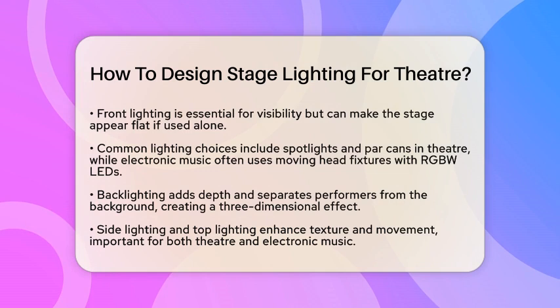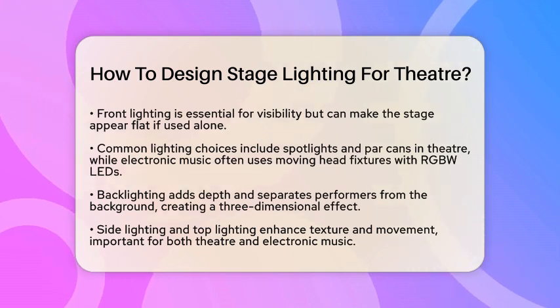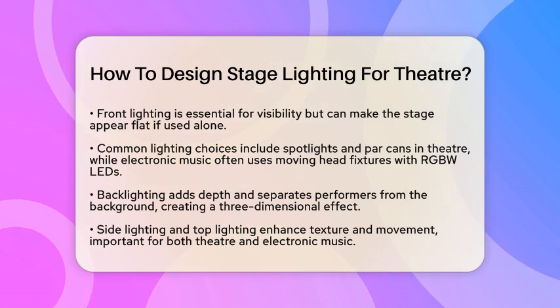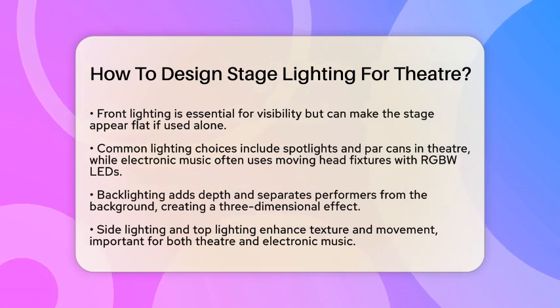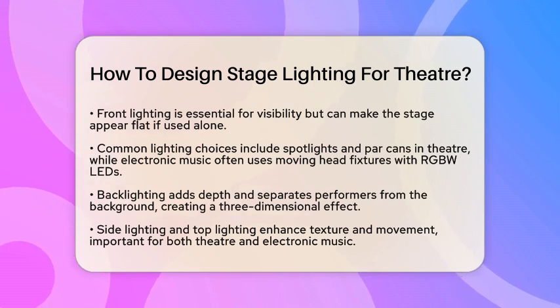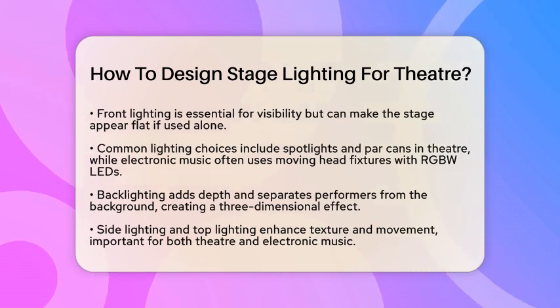Backlighting is another important technique. It's placed behind performers to add depth and separate them from the background. This creates a three-dimensional look. Parcans and vertical bars with light-emitting diodes are often used for this purpose. Side lighting and top lighting can also add texture and highlight movement, which is vital in both theater and electronic music.